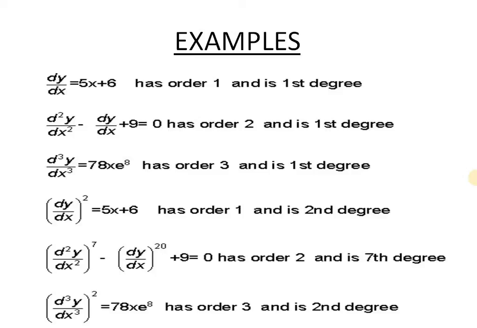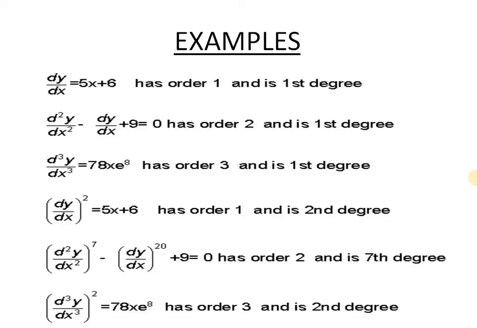Next is (d²y/dx²)^7 - (dy/dx)^20 + 9 = 0. The highest derivative occurring is d²y/dx², so the order of the differential equation is 2. Then what is the power of the highest order derivative? (d²y/dx²) is raised to 7, so the degree of the differential equation is 7.